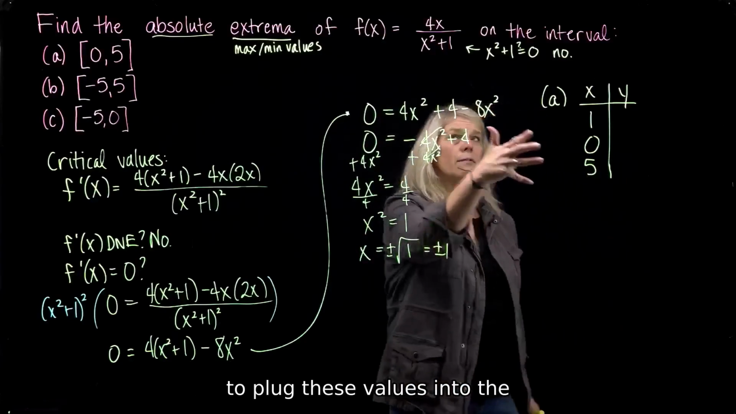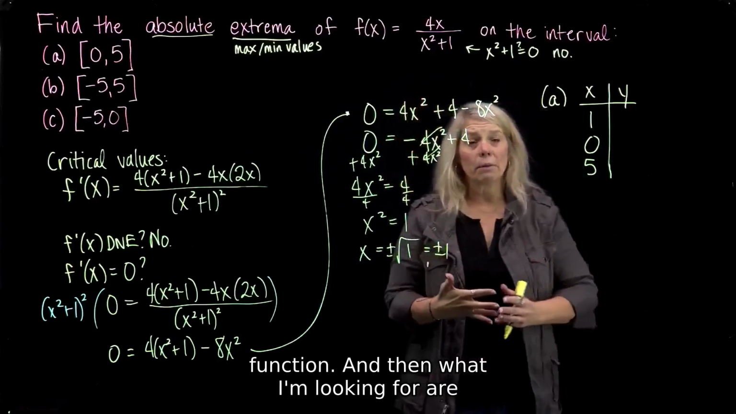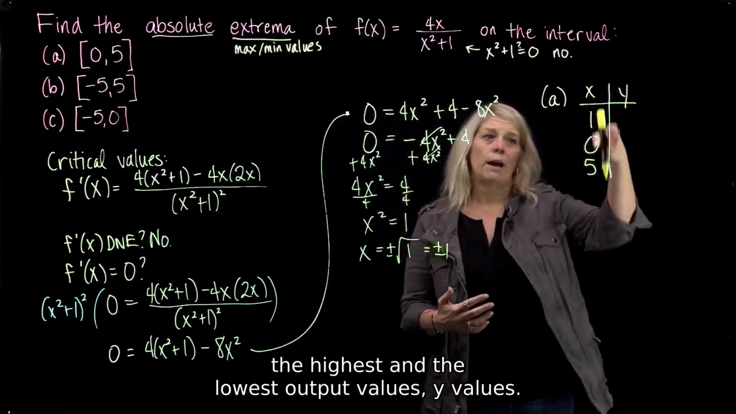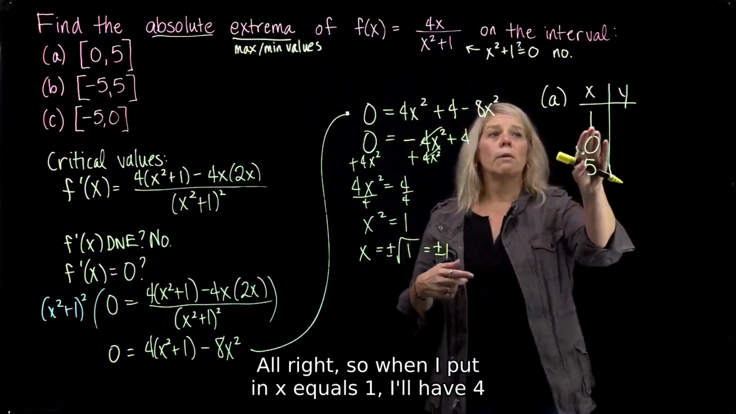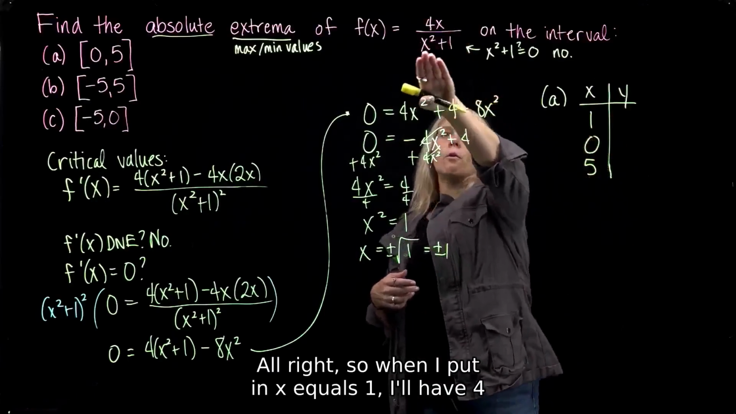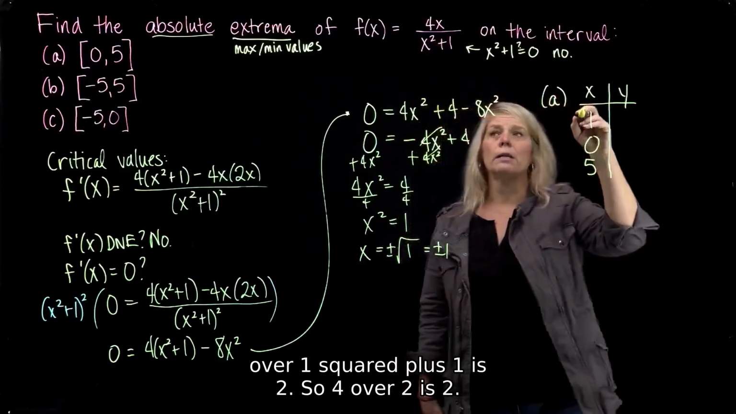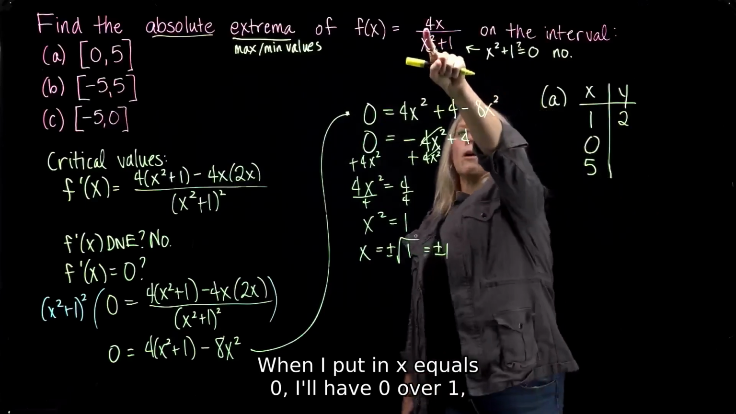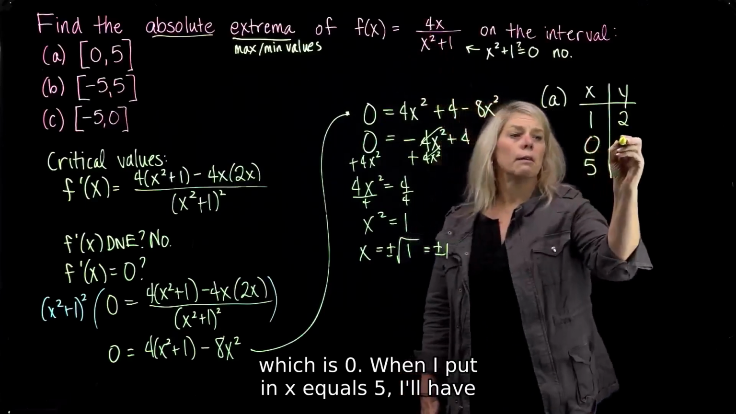All right, so I'm going to plug these values into the function, and then what I'm looking for are the highest and the lowest output values, y values. All right, so when I put in x equals 1, I'll have 4 over 1 squared plus 1 is 2, so 4 over 2 is 2. When I put in x equals 0, I'll have 0 over 1, which is 0.